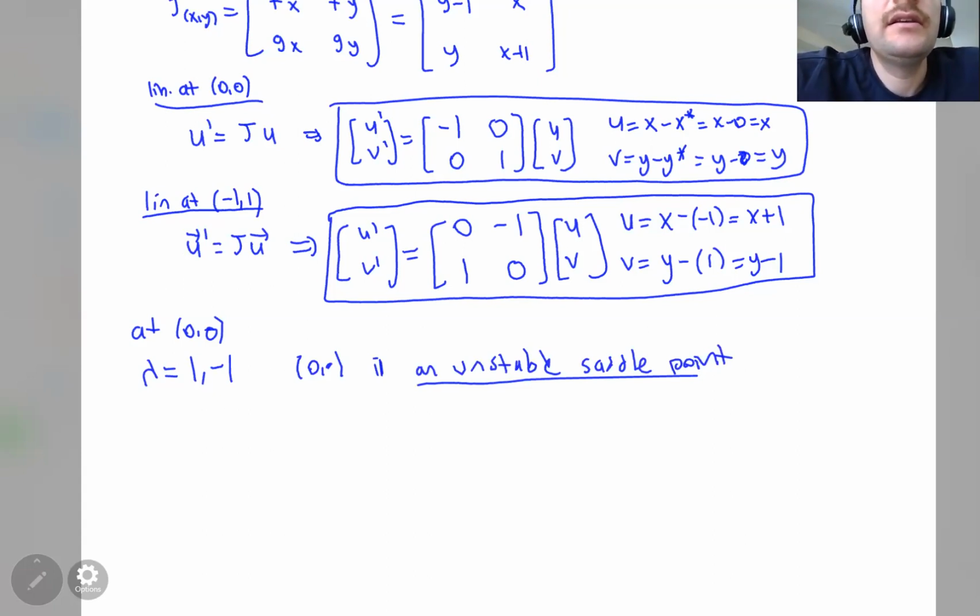Okay. So what about at (negative 1, 1)? What are the eigenvalues here? Actually, okay.